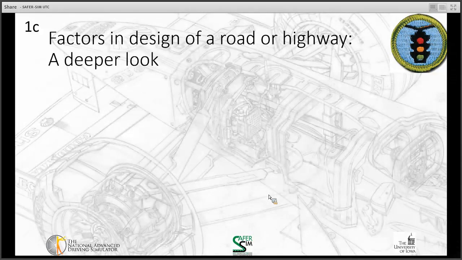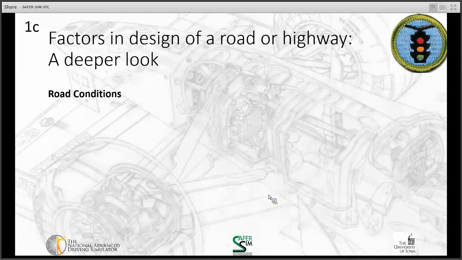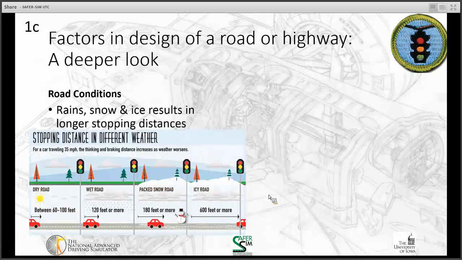We're going to take a deeper look at some of the factors in the design of a road or highway. So road conditions. Rain, snow, and ice result in longer stopping distances, and when we're designing the roadway, we need to keep that in mind. If I'm likely to have rain or snow, I need visibility distances that give me adequate distance to stop. If I was in the desert, I might be able to put a stop sign over a rise and have it not be too far away because I've got plenty of friction to stop. But if I'm in Iowa and half the year it's either wet or snowy, I need more distance there so people can see the stop sign and stop before they get to it.